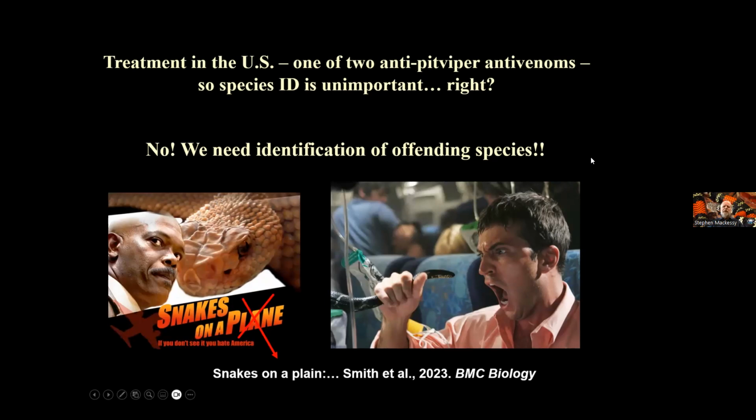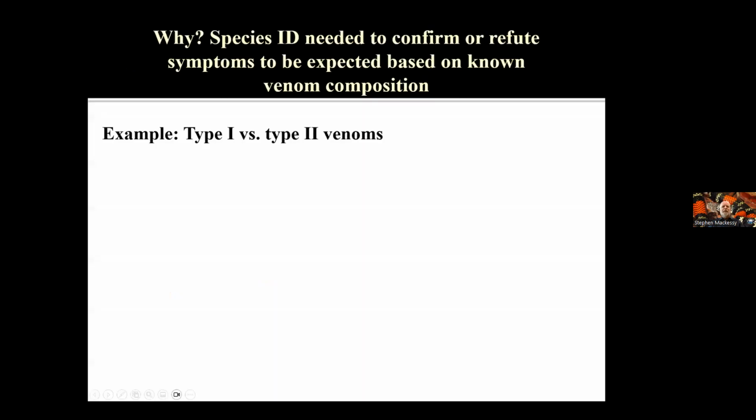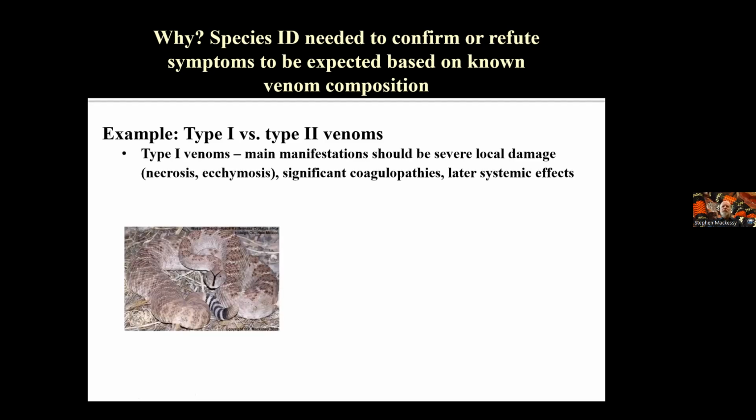One example I'm going to mention is from a paper that Kara Smith published recently titled Snakes on a Plain, that is the Great Plains of the United States. We'll look at that in a moment here. So why do we want to know? Even in the United States, where we don't have the diversity as we do in some tropical countries around the globe, we have expectations of a bite depending on the type of venom, and what we call type 1 versus type 2 venoms, relating to a variety of different species of rattlesnakes and other vipers for that matter, can be very, very different.